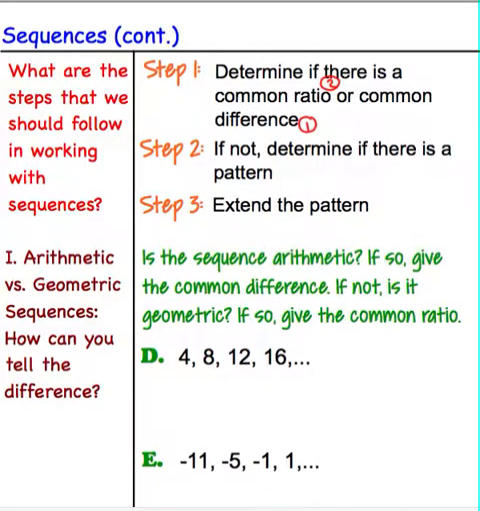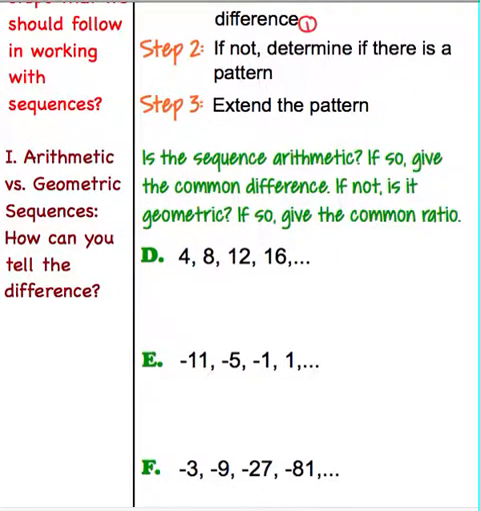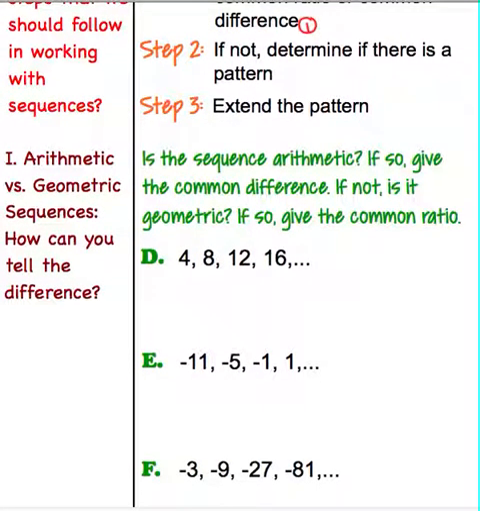So if we take a look here, we've got a couple of problems. A, is it arithmetic? If so, we want to give the common difference. And if not, is it geometric? And if so, give the common ratio. So let's take a look at this first example. To get from 4 to 8, I can plus 4. 8 plus 4 does give me 12, and 12 plus 4 does give me 16. So this is arithmetic, and you can abbreviate arith, and the common difference is plus 4.